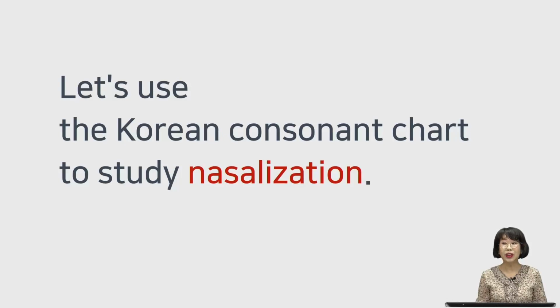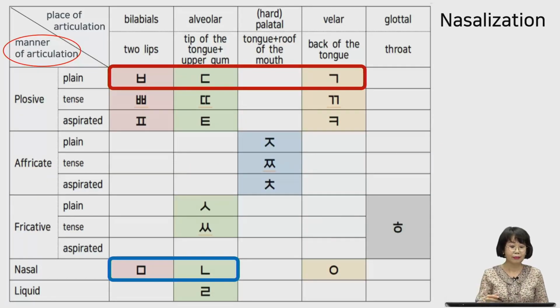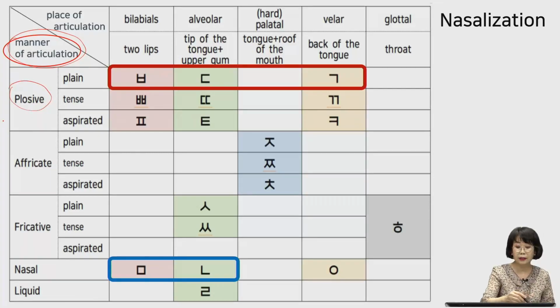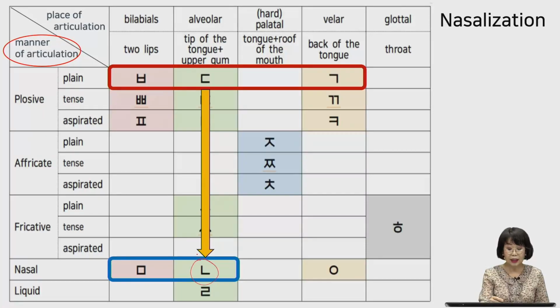Let's use the Korean consonant chart to study nasalization. Manner of articulation, how to pronounce it. Plosive includes 그, 드, 푸. They change to 느, 무, 응.